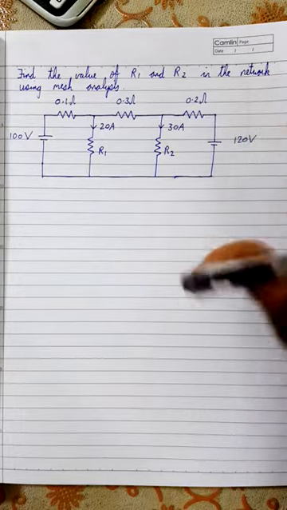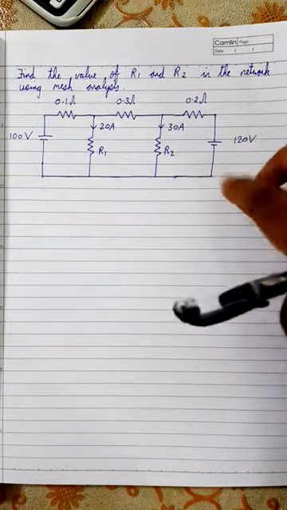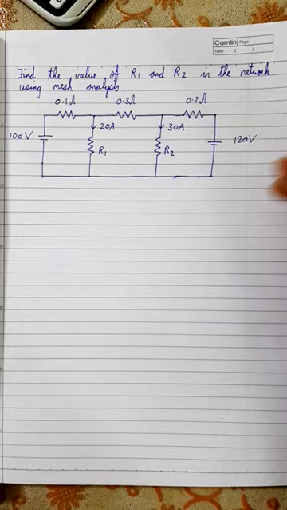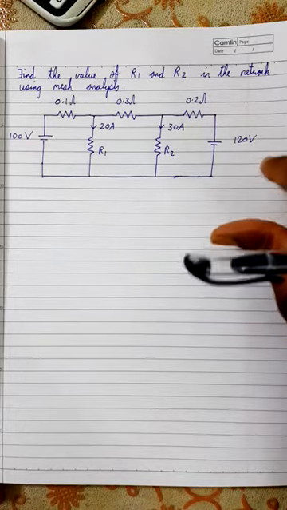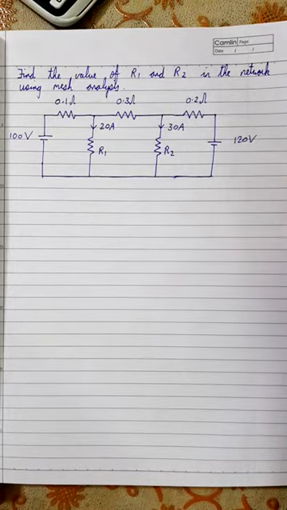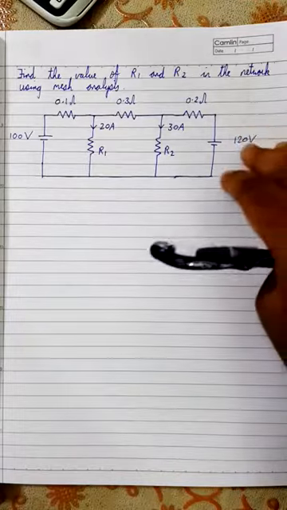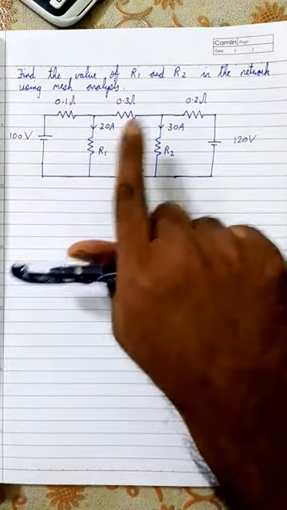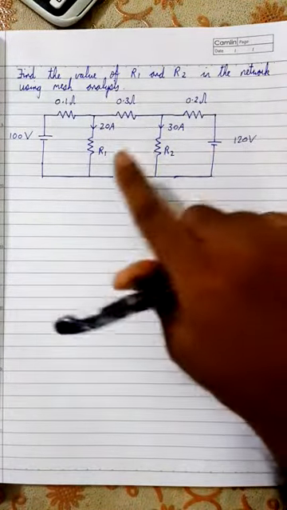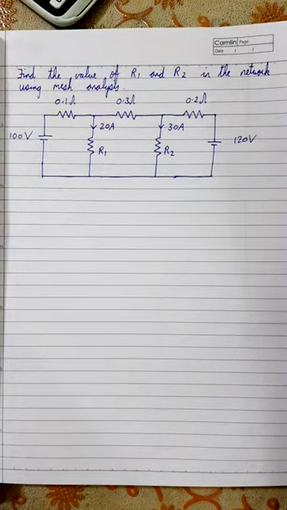So there are different ways of approaching this problem, okay? I suggest all of you pause this video and try to solve this question by yourself, all right? Apply Kirchhoff's voltage law to each and every one of these meshes and then try to find the value of R1 and R2, okay?